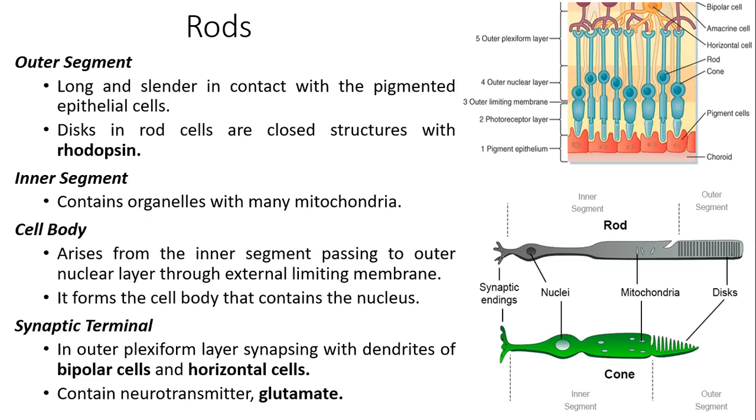And when I said you need to know the anatomy before you start looking at this, it's because when you go back to the synaptic terminal, it says in the outer plexiform layer, synapsing with dendrites of bipolar cells and horizontal cells. If you went through the previous videos, I'm sure you know what bipolar cells and horizontal cells are. That diagram is trying to point out where you can find horizontal cells and where you can find bipolar cells. These are all synapsing with the light sensitive cells.